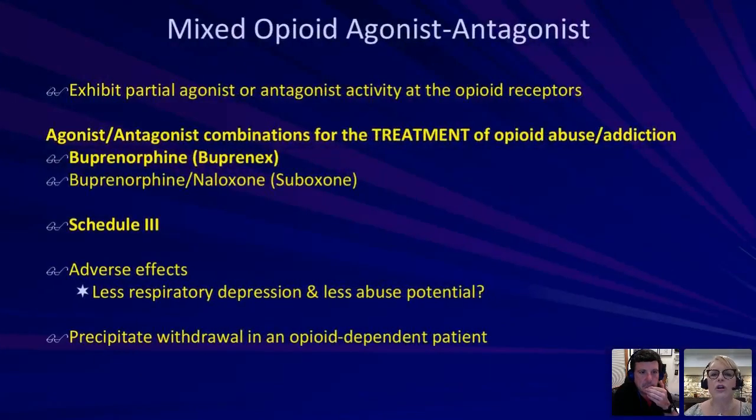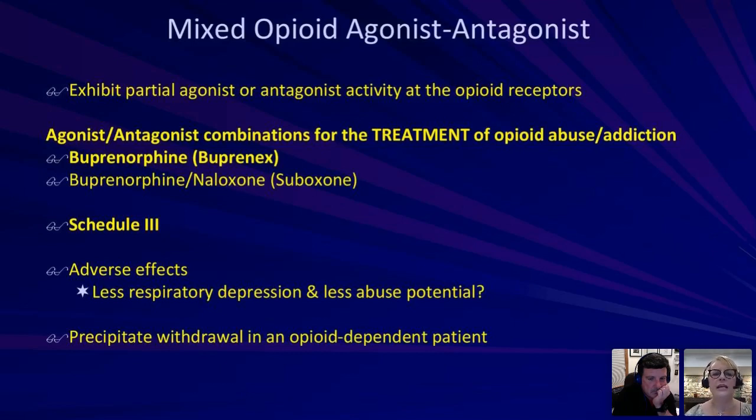These drugs are remarkable because they also have the ability to be mixed with another agent to be used therapeutically. Let me show you what I mean. We have agonist-antagonist combinations for the treatment of opioid abuse and addiction. We already mentioned methadone. That's one of the drugs that we can use as an opioid use deterrent. But then we also have this combination.